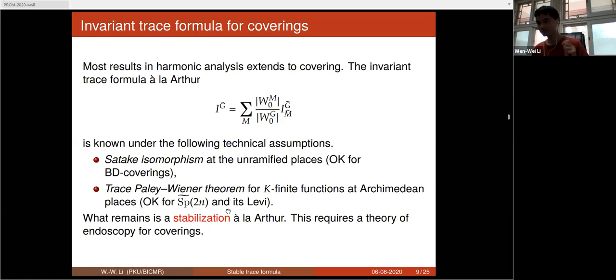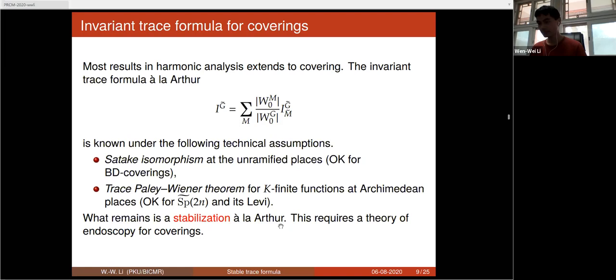So the conclusion is, we still have an invariant trace formula as in Arthur's case. But if we want to compare trace formulas to study the automorphic spectrum, then as in the classical case, we still need a stabilization. And this requires a reasonable theory of endoscopy for our groups. You can say that the trace formula itself is something analytic. Everything is about harmonic analysis. But the stabilization is something arithmetic. There are some cohomologies, some arithmetic inside the theory. So it's highly non-trivial for coverings.